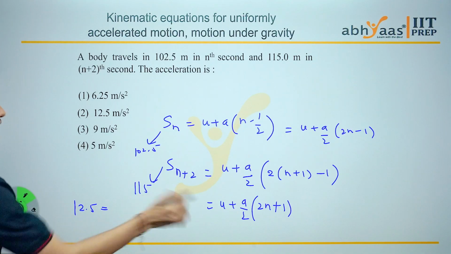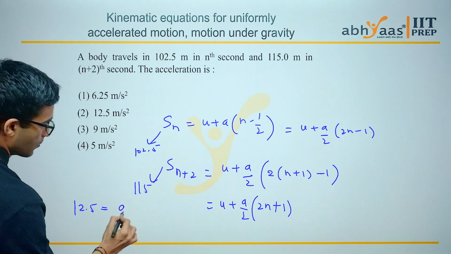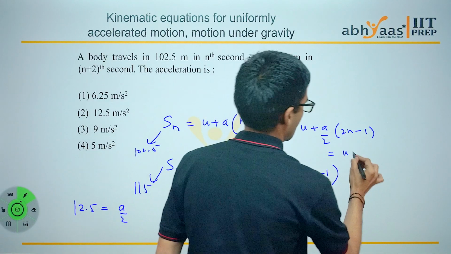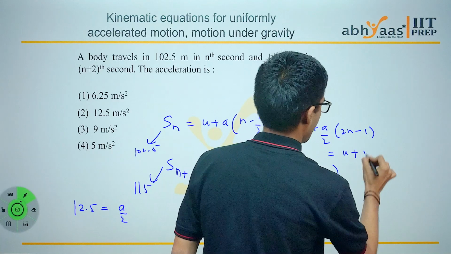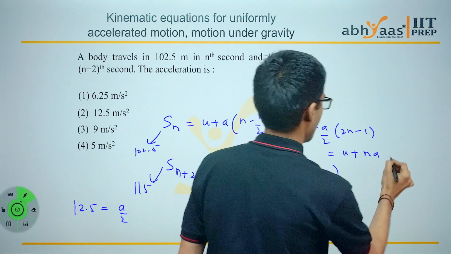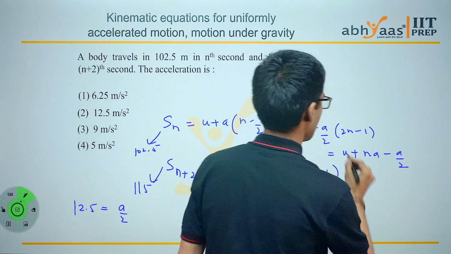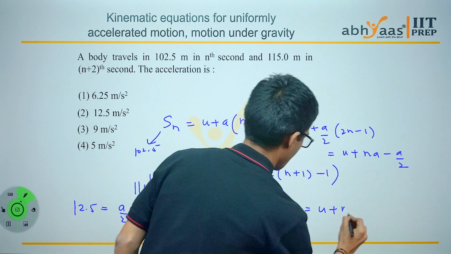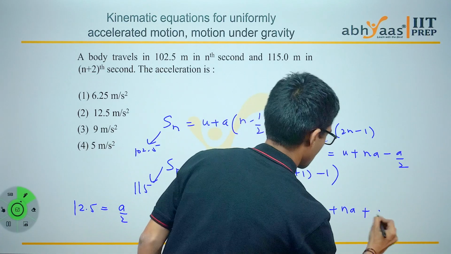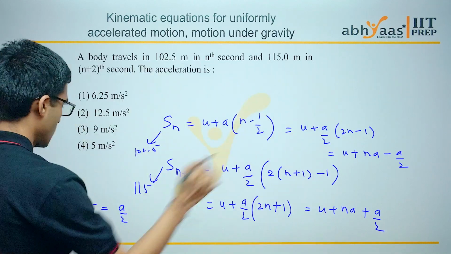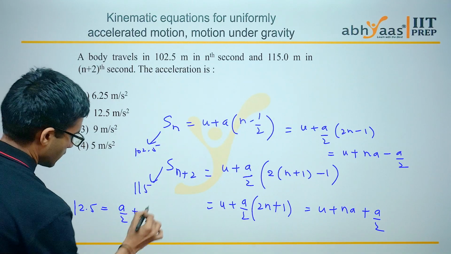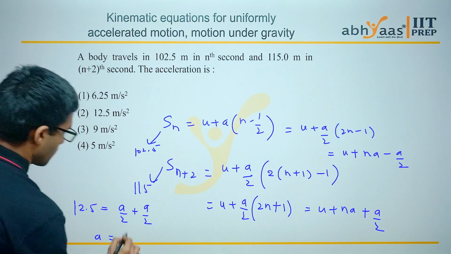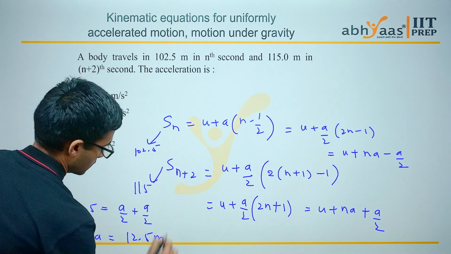Directly I am writing, you get a by 2 cancelled. Okay, here if you want you can write like this: u plus na, and you multiply minus a by 2, 2na by 2, that is u plus na plus a by 2. So if you subtract, you will get a by 2 plus a by 2, that is a is equal to 12.5 meter per second square.